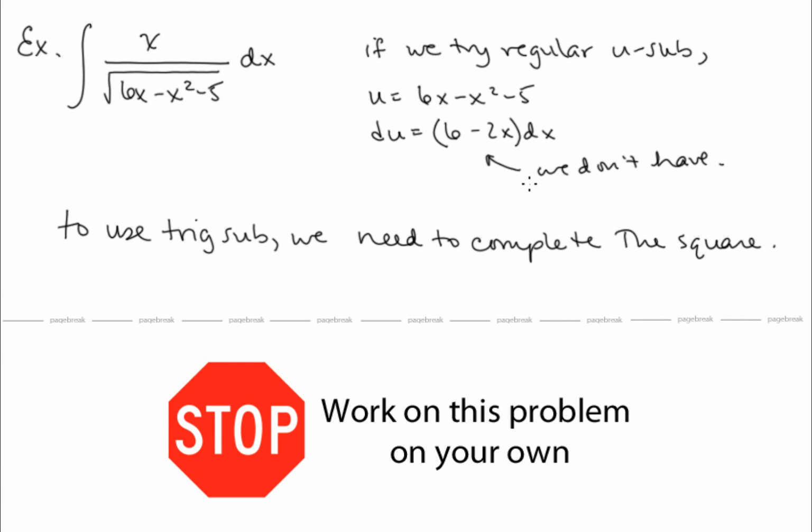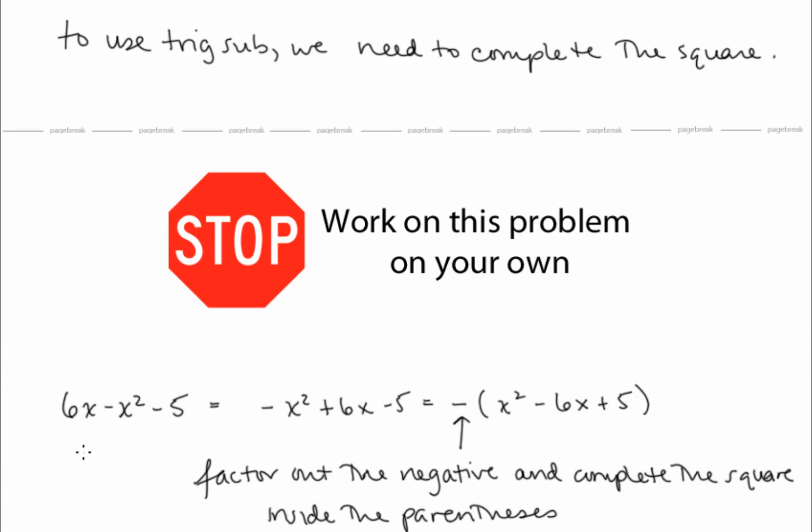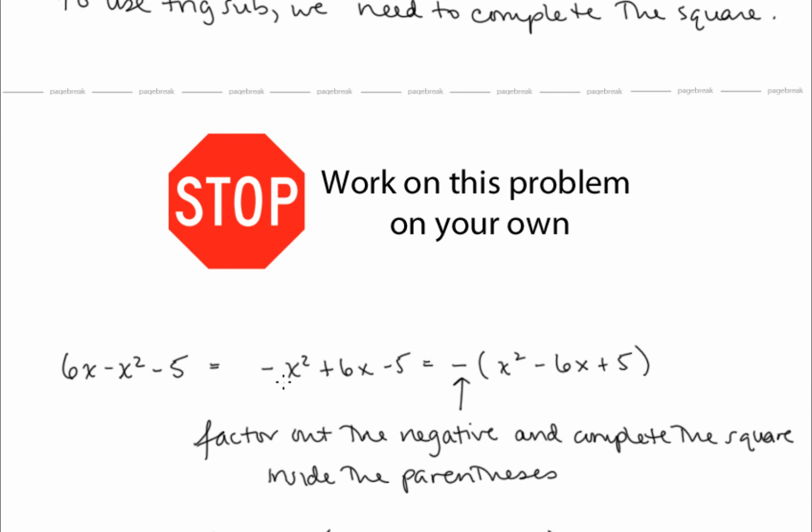And so let me just give you a little heads up on that. Here, with completing the square, I want you to rewrite this in order, having the highest power first, so negative x squared plus 6x minus 5. I want you to factor out the negative and complete the square inside the parentheses. So factor out a negative from the entire expression, and then complete the square as we did before, all inside the parentheses. So please pause the video and complete your square, and then compute your integral.